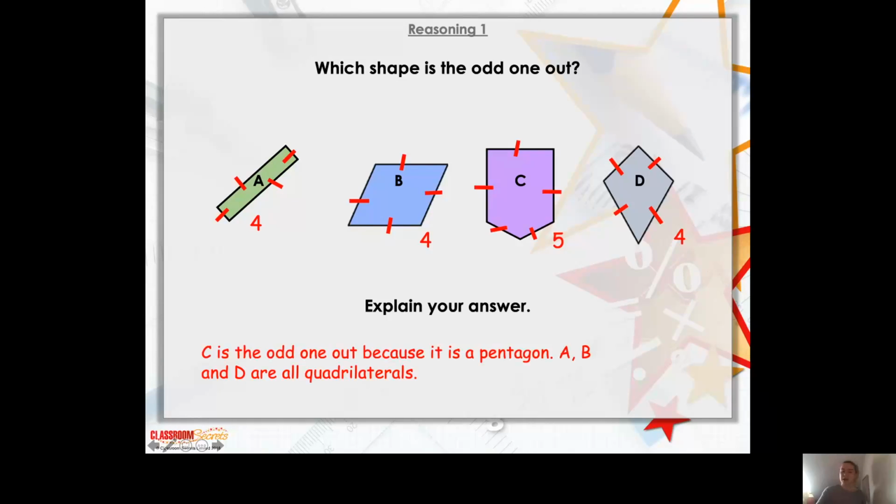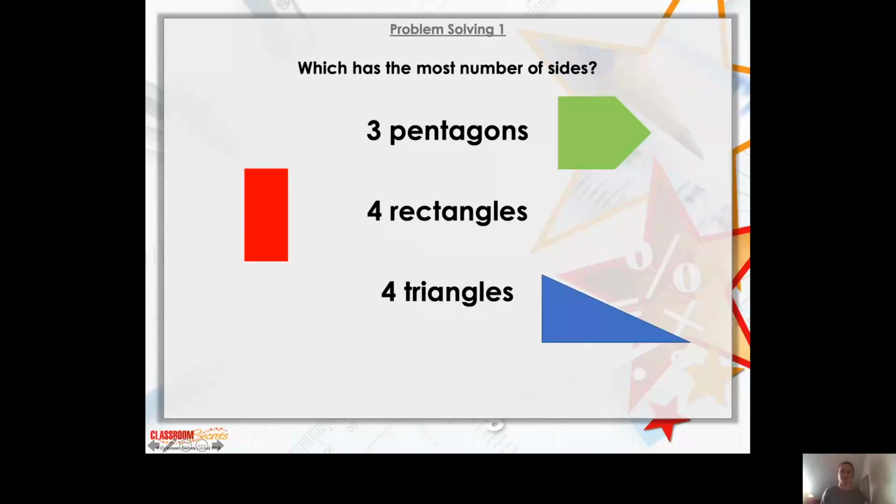So therefore, C is the odd one out because it is a pentagon. A, B and D are all quadrilaterals. Fantastic. Well done if you were able to spot the odd one out. Let's move on to our next question. So here we have the question, which has the most number of sides? Is it 3 pentagons, 4 rectangles, or 4 triangles?